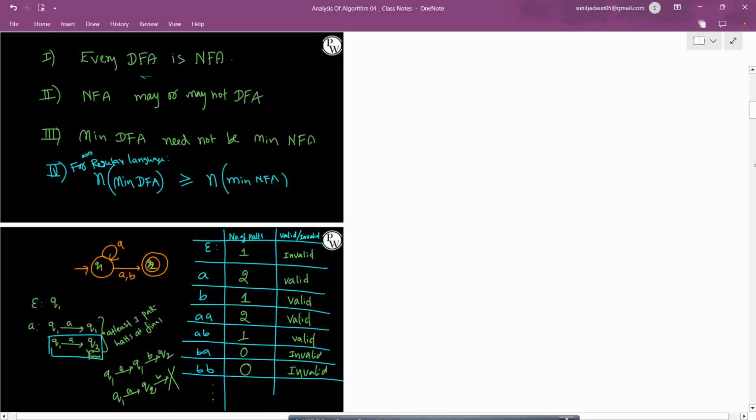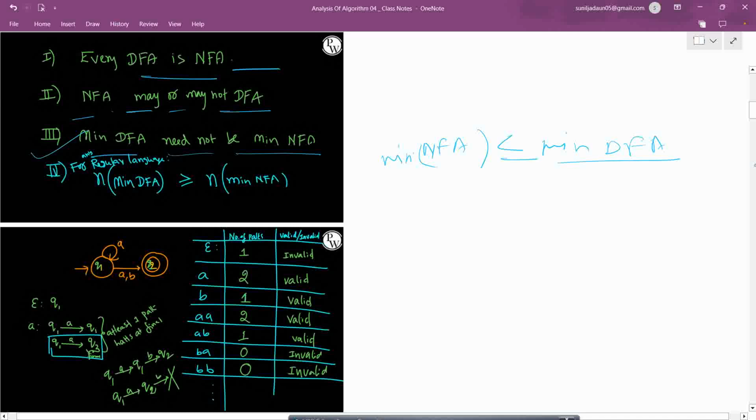So every DFA is an NFA, but an NFA may or may not be a DFA. Minimum DFA need not be minimum NFA. What is this third property? Minimum NFA is less than or equal to minimum DFA.